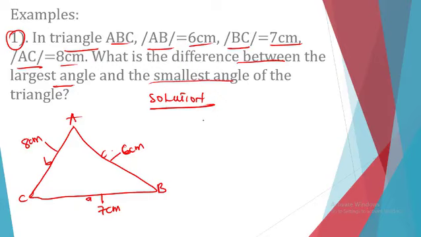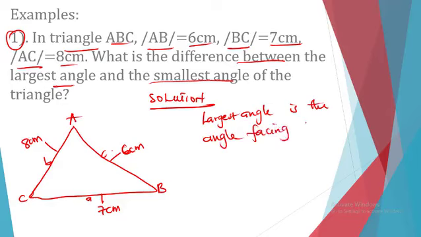this triangle? The largest angle is the angle facing the longest side. Let me say it again, the largest angle is the angle facing the longest side of this triangle. Similarly, the smallest angle is the angle facing what? The shortest side of this triangle. The smallest angle is the angle facing the shortest side of this triangle.